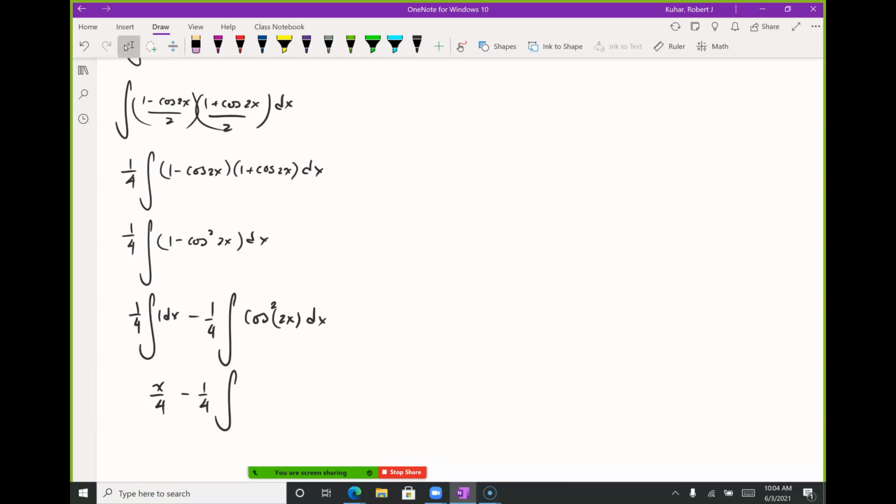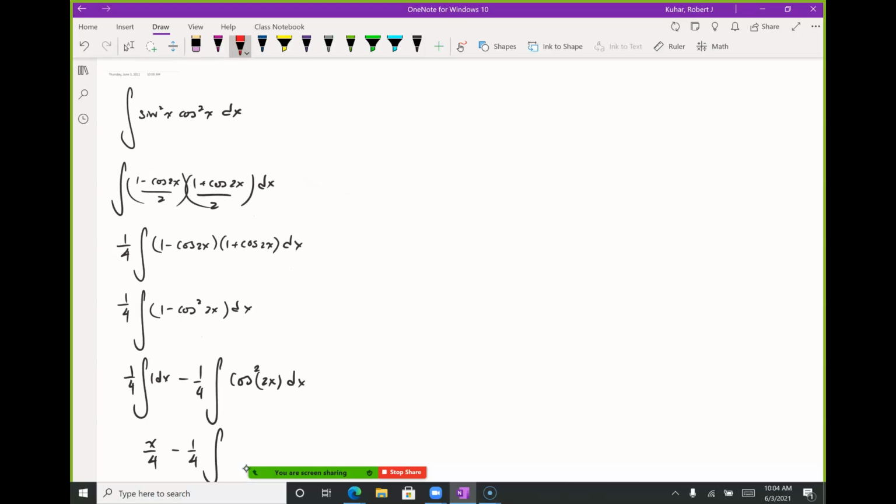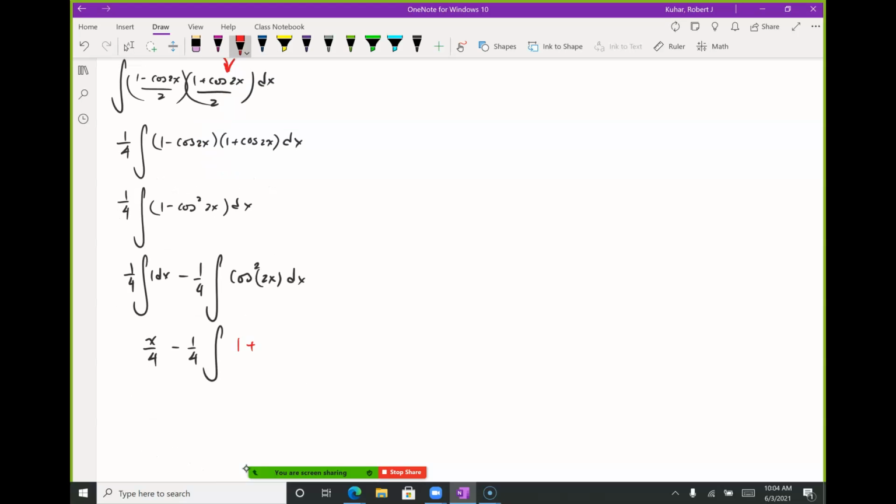And then look what happens when I power reduce, though. When I power reduced cos squared the first time, what happened to the angle? It got doubled. So every time I power reduce, my angle doubles. So I'm going to get 1 plus cos of 4x all over 2 dx. The first time I have a cos squared of x, and then I got a cos of 2x inside of that. Now I have a cos squared of 2x, and now I'm going to have a cos of 4x inside my power reduction.